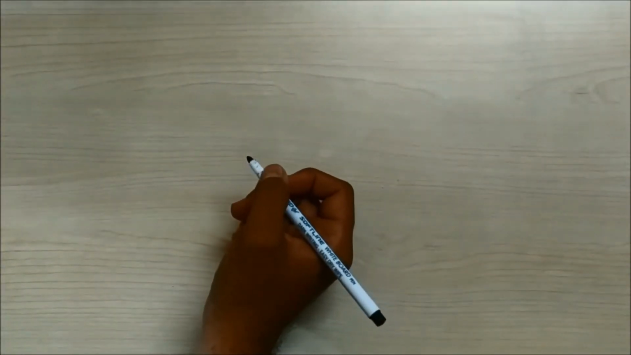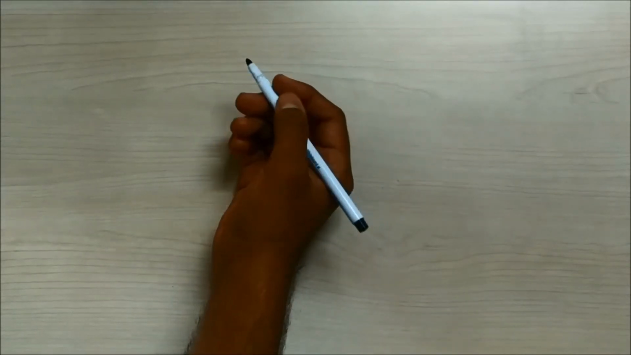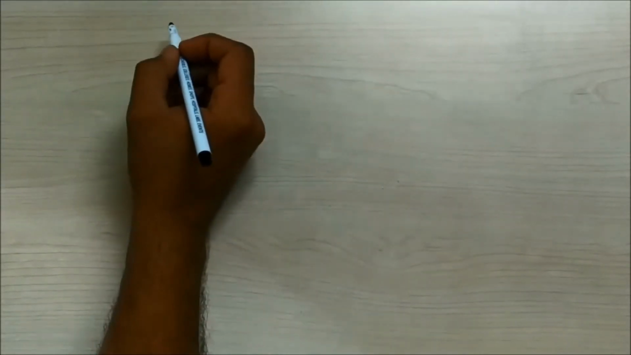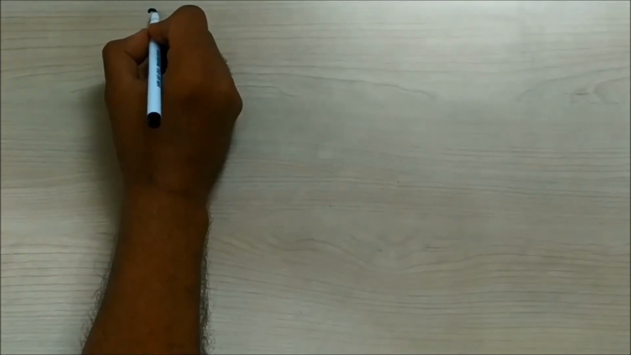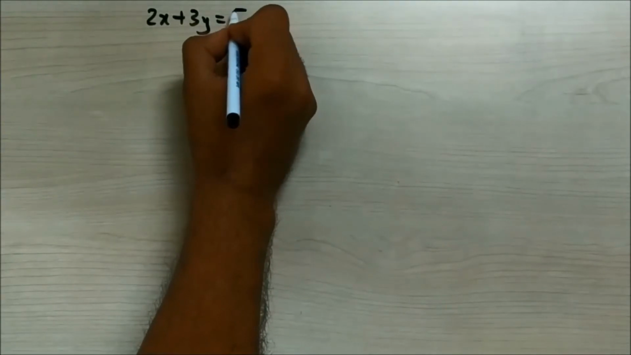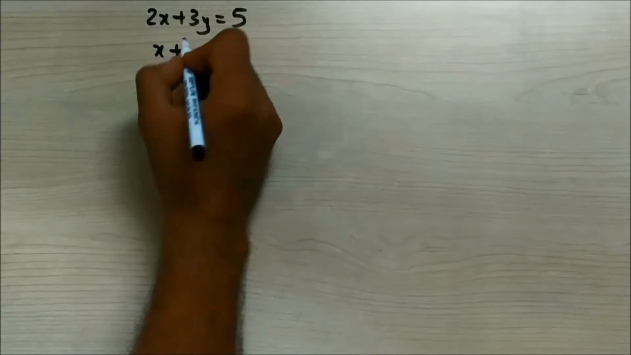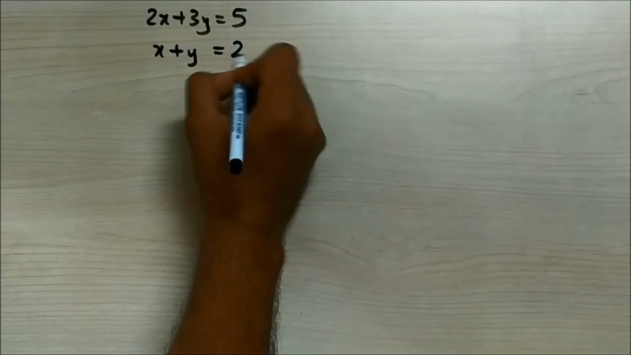Hi, so today we talk about how to use Cramer's rule to solve simultaneous equations in two variables. So we are dealing with Cramer's rule now to solve two simultaneous equations in two variables. Now let us take two simple equations, say 2x plus 3y equal to 5, and another equation, say x plus y equal to 2.